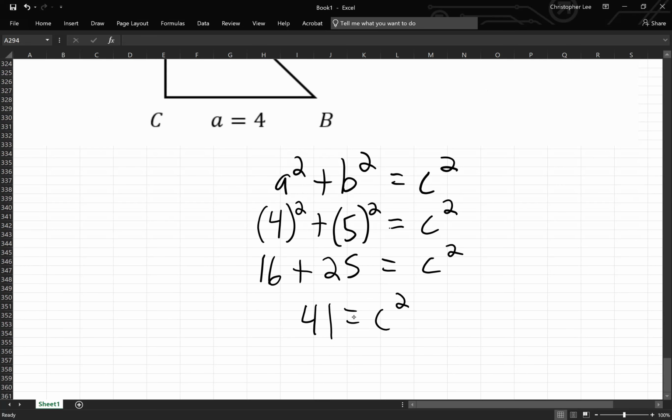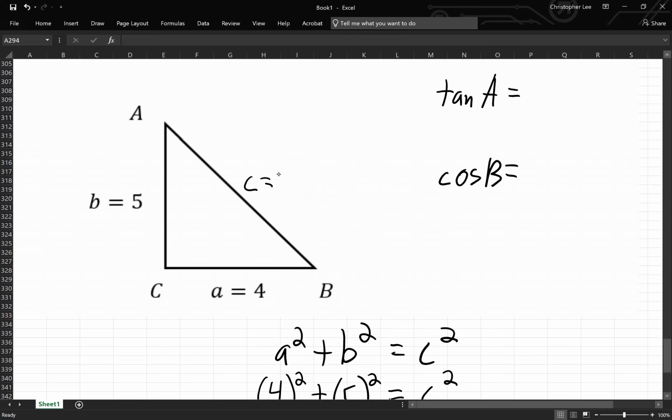And how do I get rid of the square on the c? Square root it, right? But what I do to one side, I gotta do to the other. So c equals square root 41. If C is equal to square root 41, what's tan of A? What's the numbers? What over what?